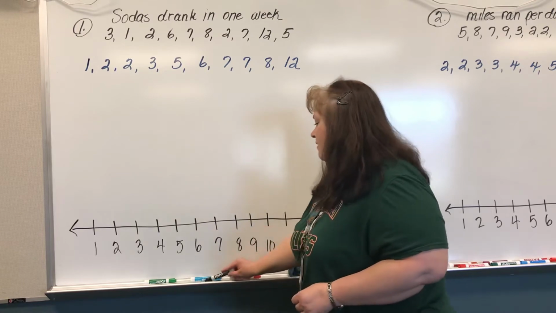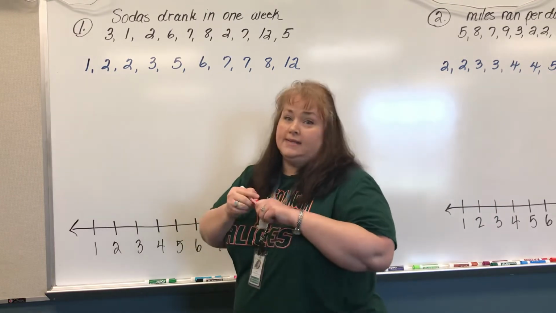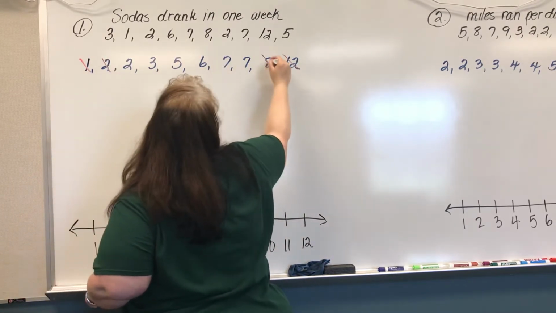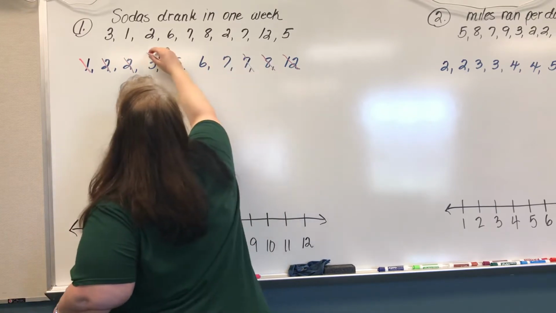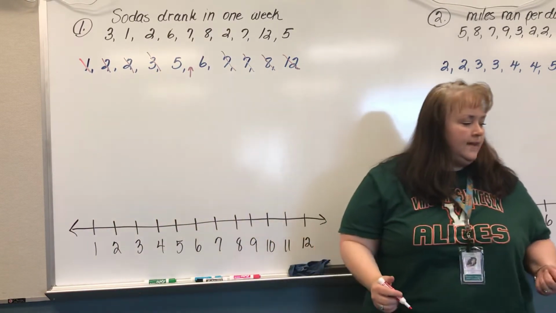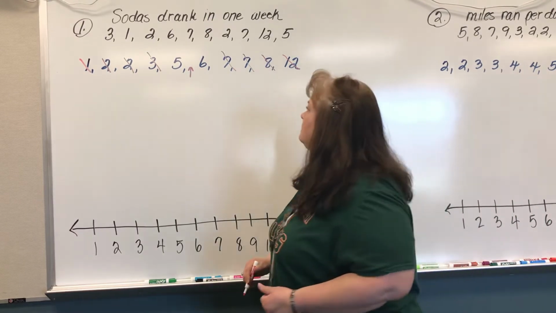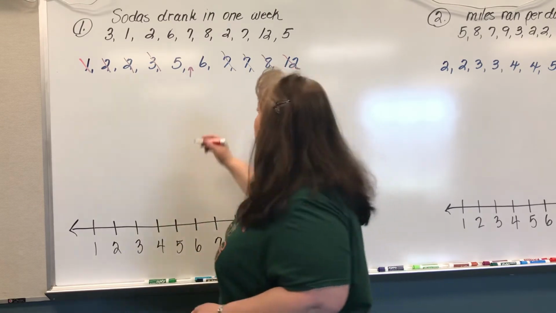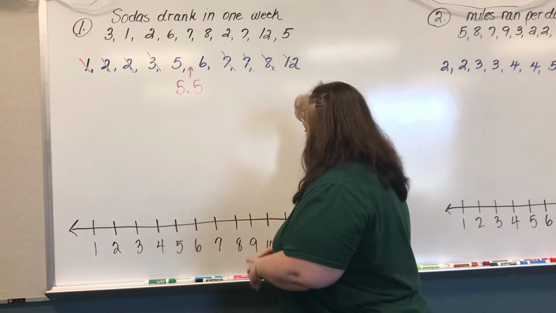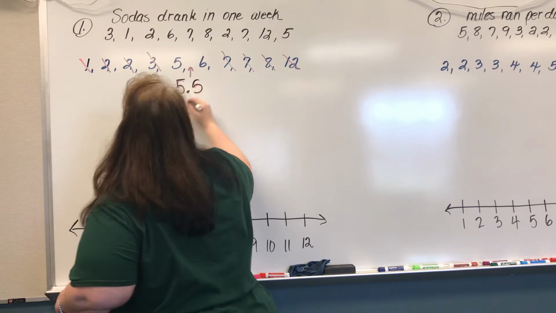Okay, so the first thing we're going to do is find the median. When we find our median, we mark from end to end. So let's find our median. Okay, so we have 2 in the middle. And so when we find our median, we add and divide by 2. When you do that, you get 5.5. I don't know if you can see that very well or not. Okay, so that's our median.